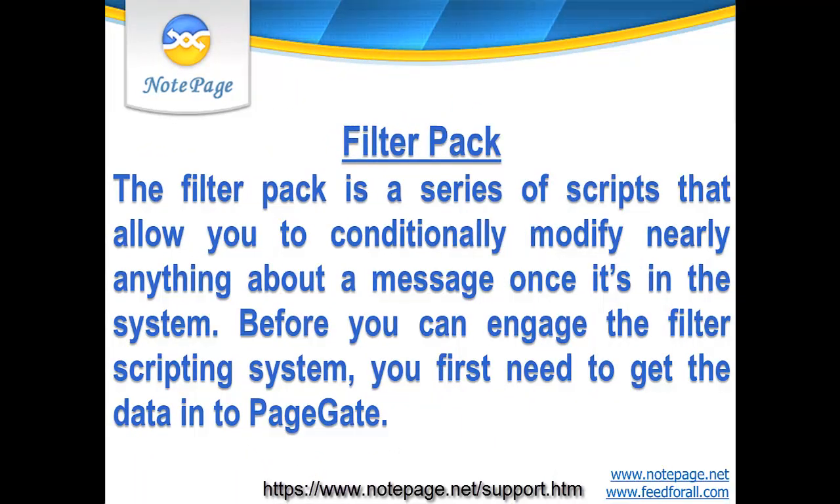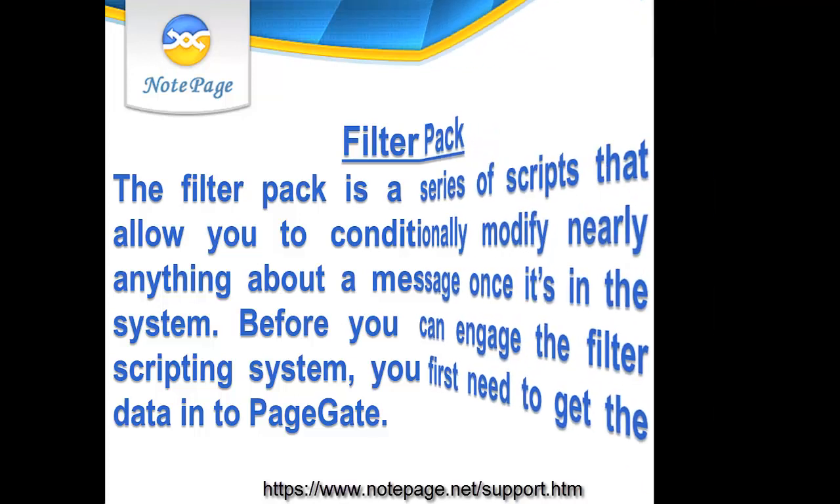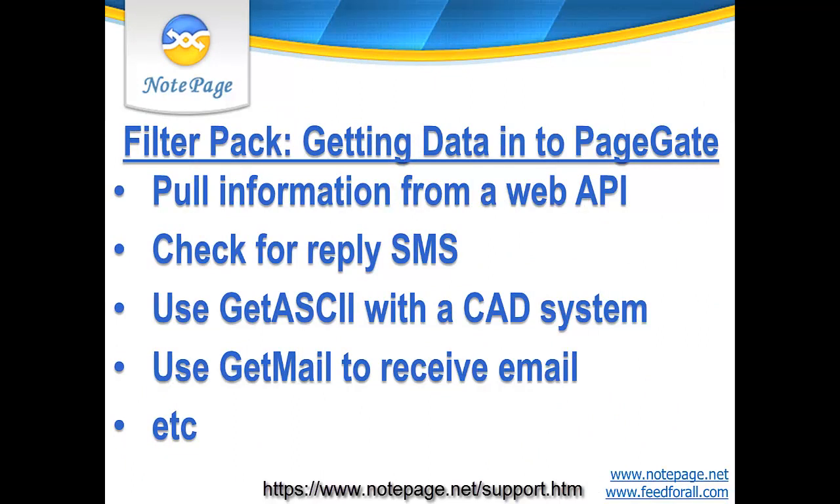And last we have the filter pack. The filter pack is a series of scripts that allow you to conditionally modify nearly anything about a message once it's in the system. So, before you can have the filter script handle data, you'll first need to get it into PageGate. This can be accomplished in any number of different ways. You could pull information from a web API using an HTTP post carrier. You could check the memory of a cellular modem for replies to your text messages. You could use any of PageGate's stock APIs, like the GetASCII module to receive alerts from network monitoring and CAD systems, and the GetMail module to receive email to translate into SMS or pages.